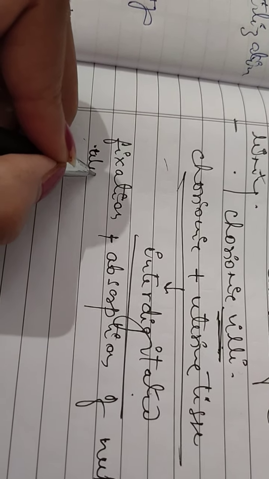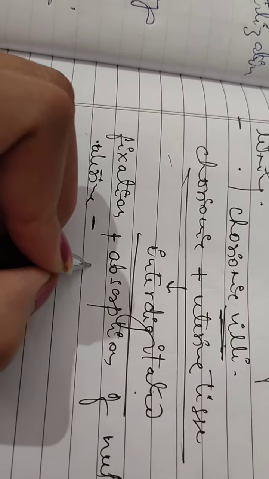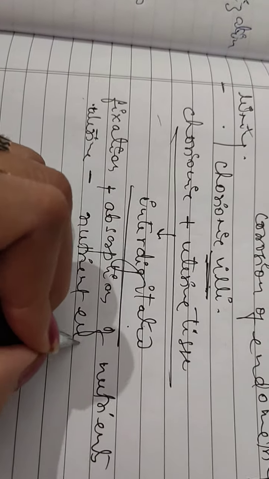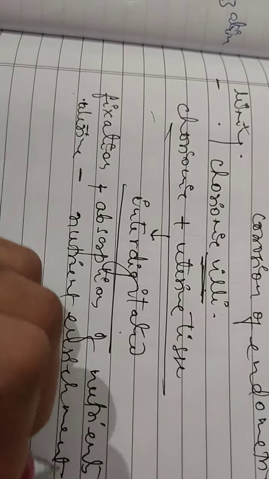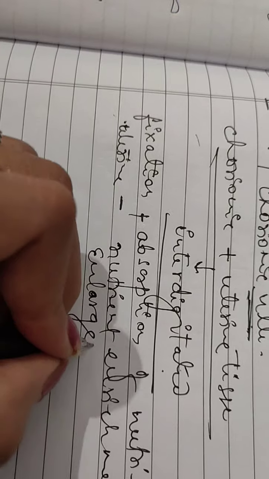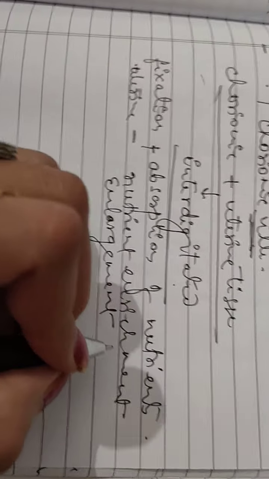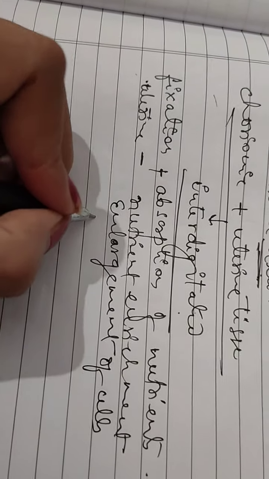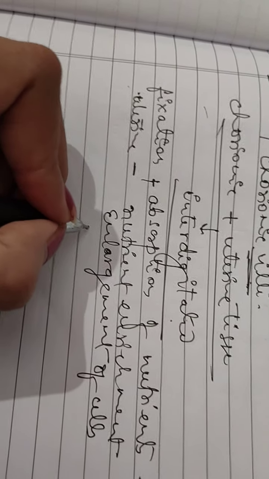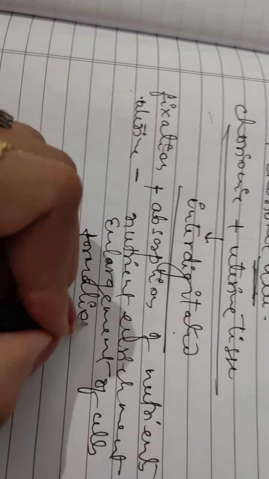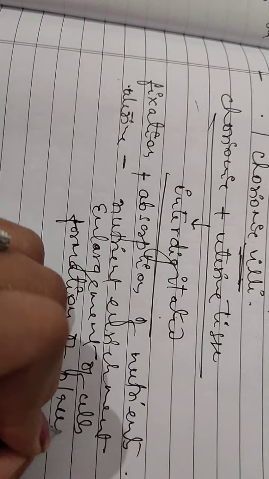So what is the function of the uterine tissue? It undergoes nutrient enrichment plus enlargement of cells, because once the embryo gets implanted, there is enlargement of cells, and this also helps in formation of the placenta. So this is the work of the uterine tissue.